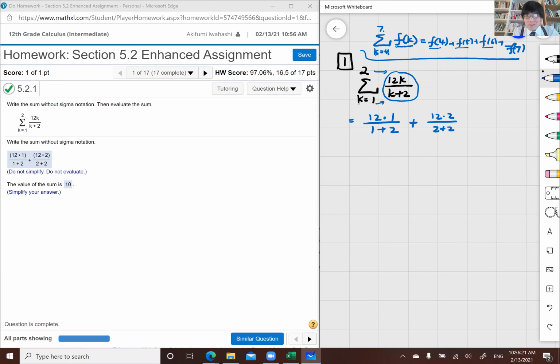Okay, now just do evaluation. So just compute 12 over 3 and 24 over 4, which is 4 plus 6, and that is 10. Okay.